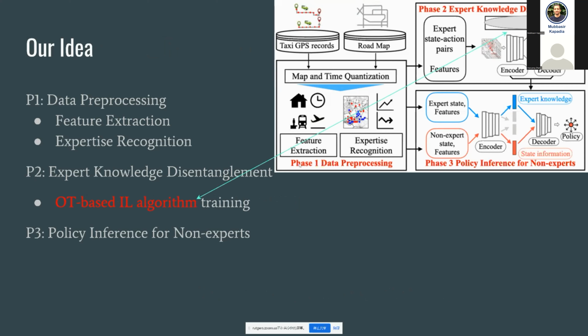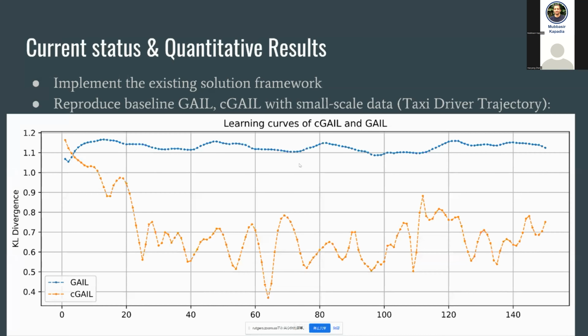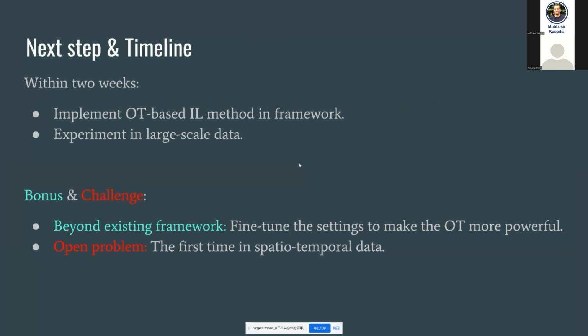Okay, that's our idea. And for now, we have implemented the solution framework we mentioned, and we reproduced the baselines GAIL and CGAIL with small data, and they show some results like this. We use taxi driver trajectory data. Okay, and for the next step, we want to implement the OT-based method in the framework and do the experiment on large-scale data. We want to do this in 2 weeks, and after that, we want to do some bonus.